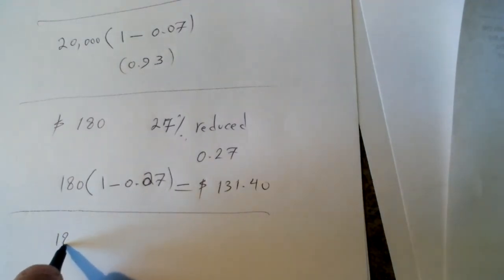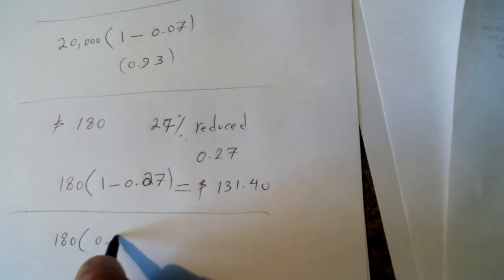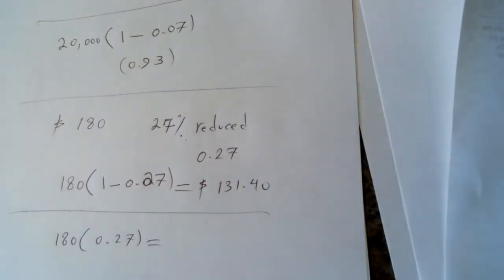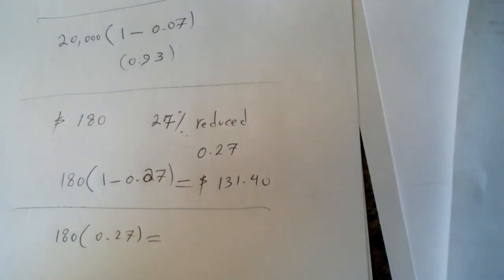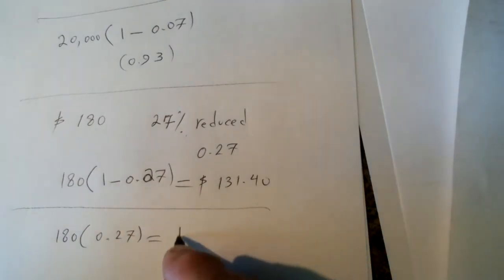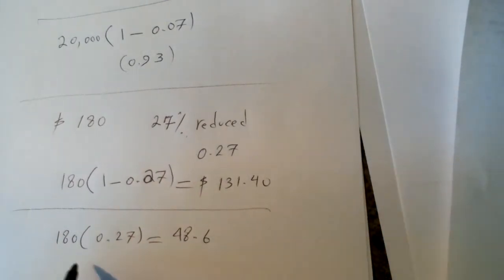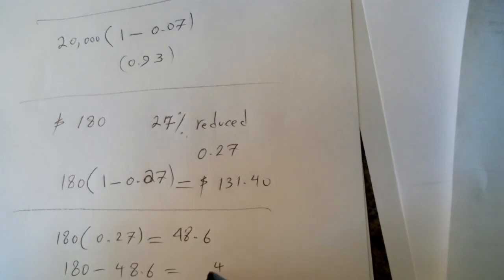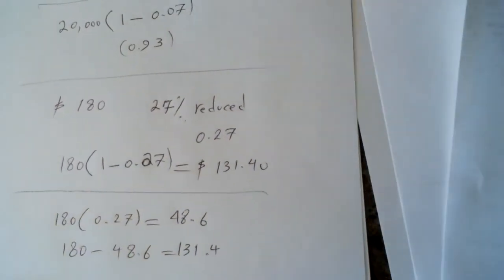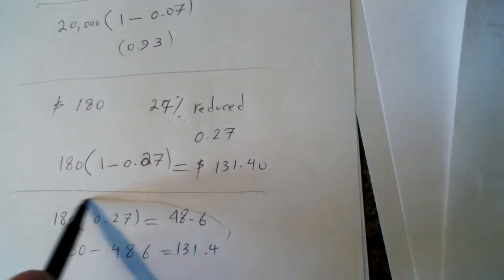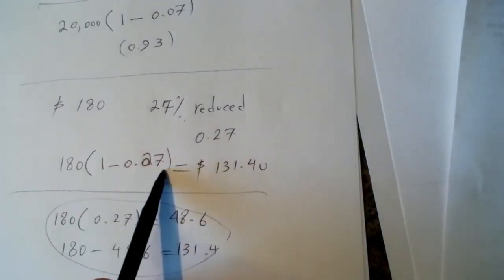Okay, what is 27% of 180? So you take 0.27 times 180, and that would be 48.6. And then they take that and subtract it from the original price. Then they come up with that number, okay? See? So rather than doing 2 steps, you could do 1.